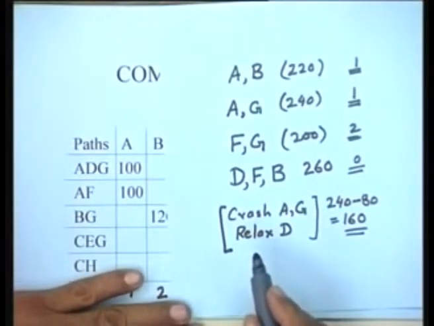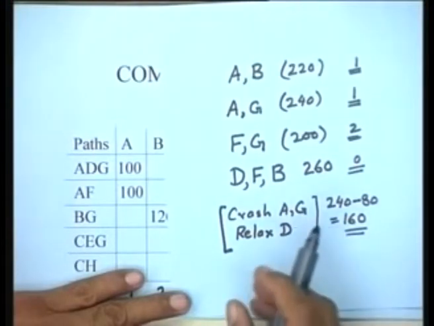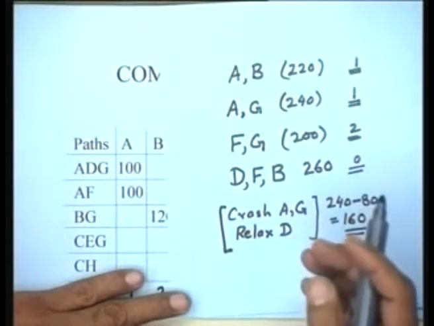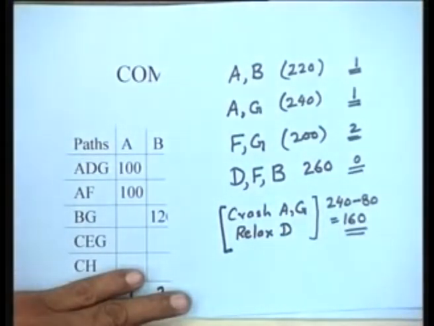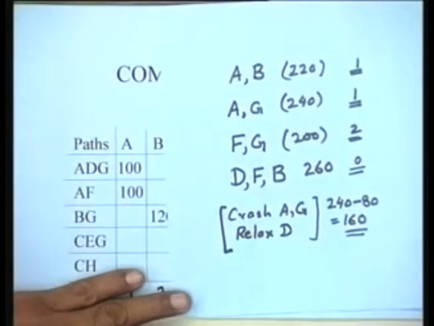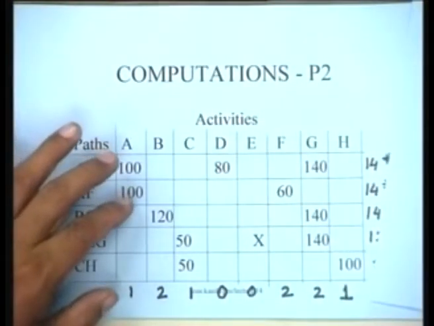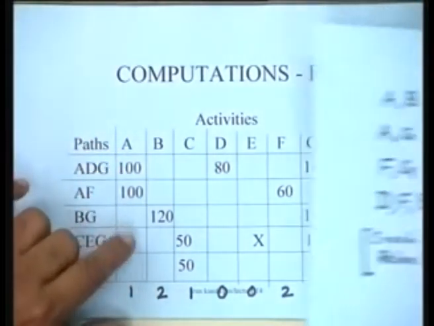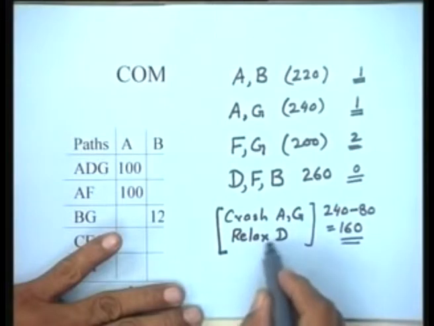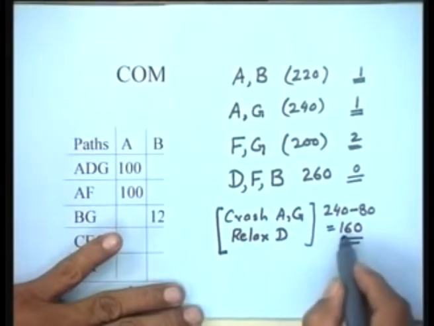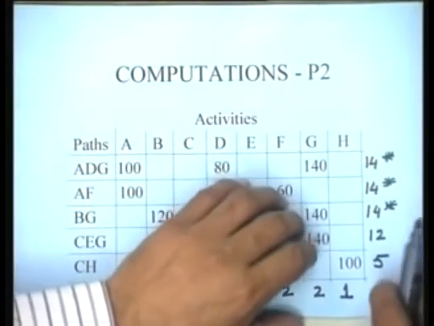I think this is where one has to realize that identifying the optimal cost option is really not a simple thing, even for a very simple trivial network like the kind we are trying to explore in this particular example. So at this stage we have said that the best thing to do would be to crash A and G and relax D, which will cost us 160 rupees a day. And if we do that, let's see what happens.